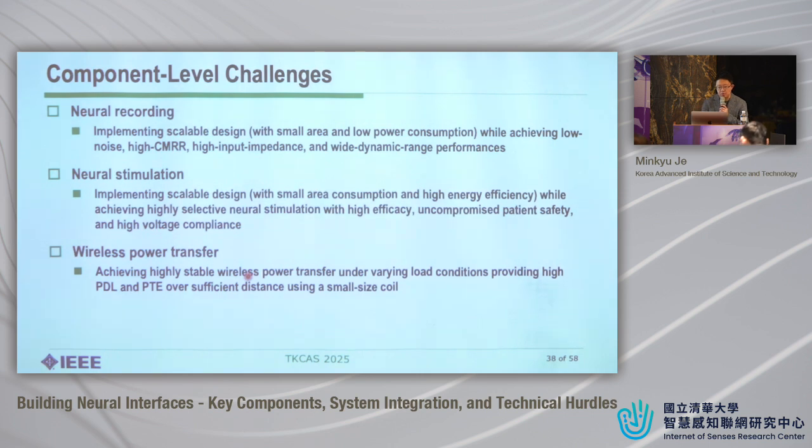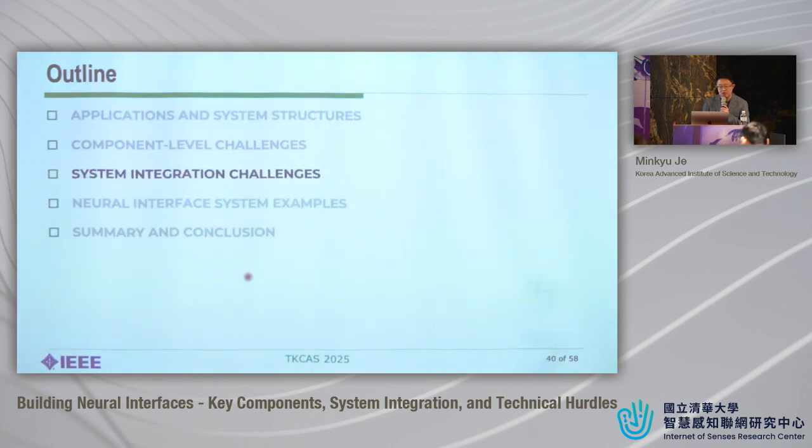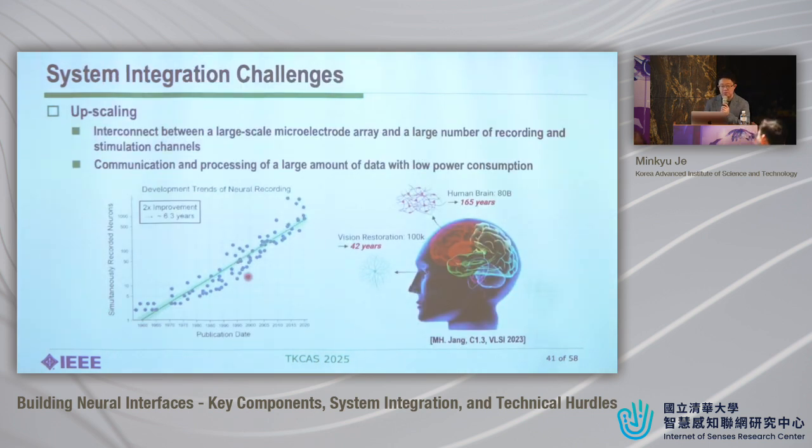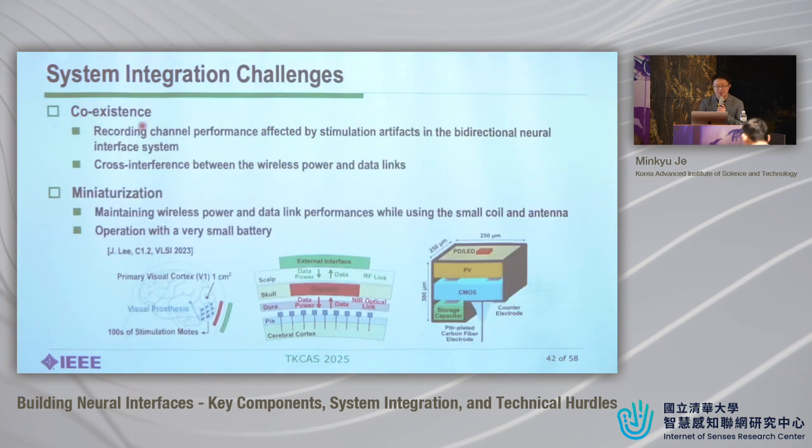All right, so I covered the component level challenges. So finally, I will talk about the system integration challenges. It will be a shorter one. So upscaling, as I already mentioned, right? So upscaling will be quite a hot research topic for a while. And coexistence.